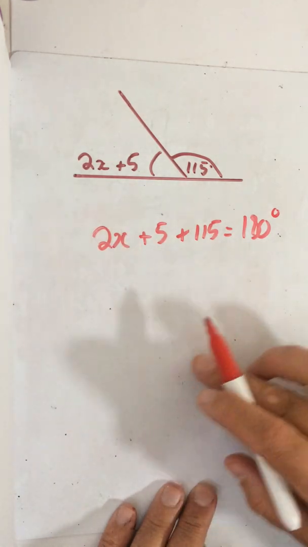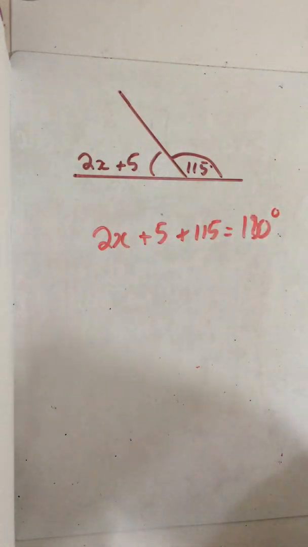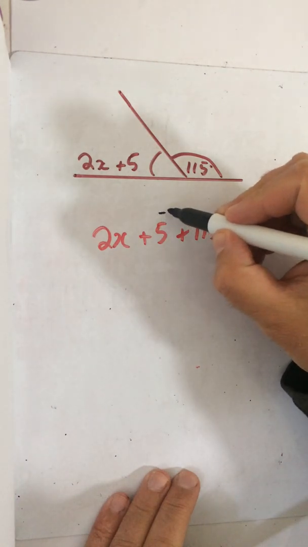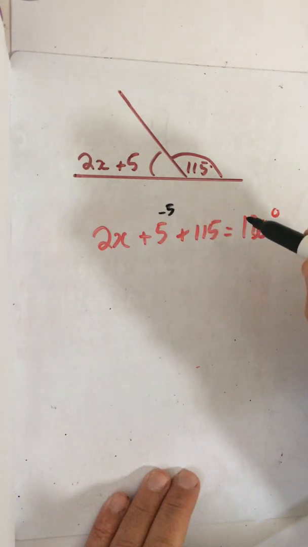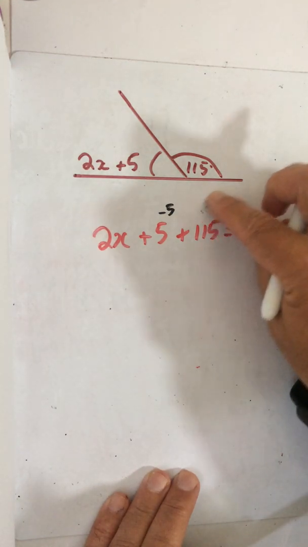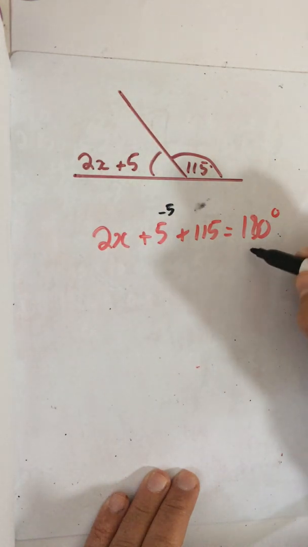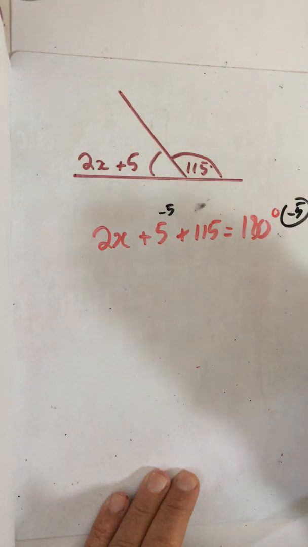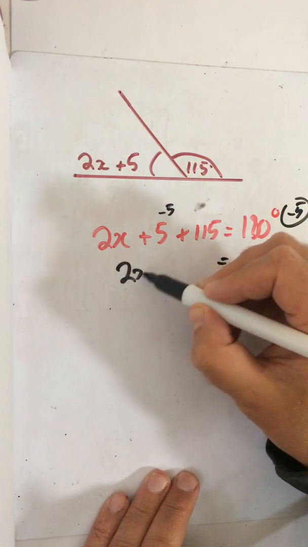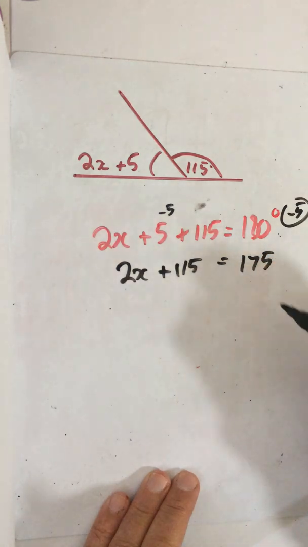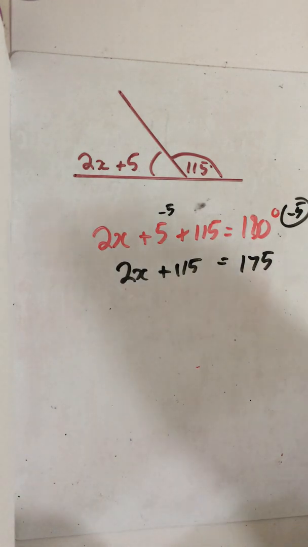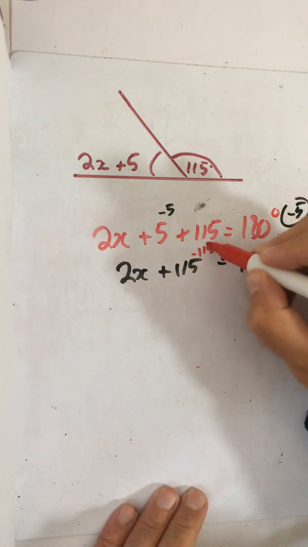Right, so we're going to start off with, I'm going to take away 5 to get rid of that. Let's take away 5 first. I'm going to take away 5 on this side as well, okay, so that will leave me with 175. So now we're down to 2x plus 115 equals 175. Now I want to get rid of this 115, so I'm going to take away 115 from it.